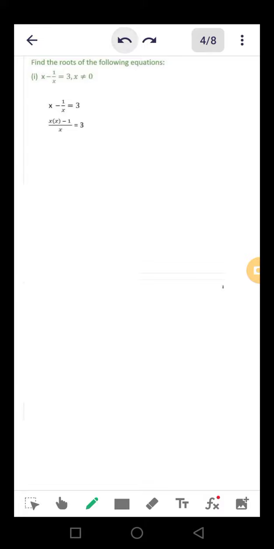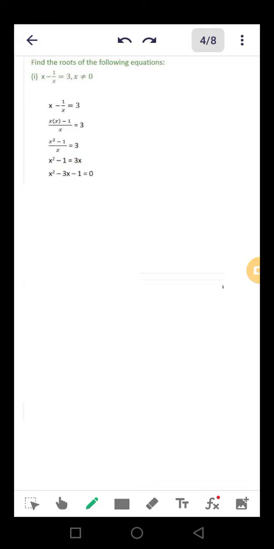So you get x square. x square minus 1 by x is equal to 3. This x cross multiplies with 3, it becomes 3x. x square minus 1 is equal to 3x. Transpose this 3x to the left, and you get x square minus 3x minus 1 equals 0. So we have got a quadratic equation.